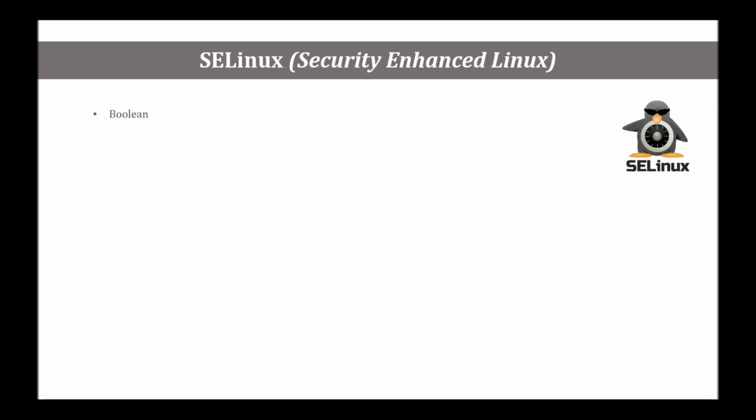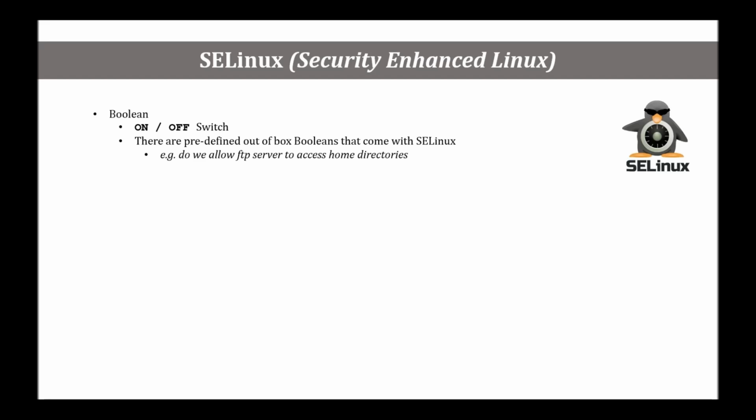Let's talk about boolean. What is boolean? Well, boolean is kind of like an on and off switch. There are predefined out-of-the-box booleans that come with SELinux. So if you have SELinux installed and it is started, the booleans are already there. Now what is a boolean? A boolean, as an example, tells SELinux, hey, do we allow an FTP server to access home directories?